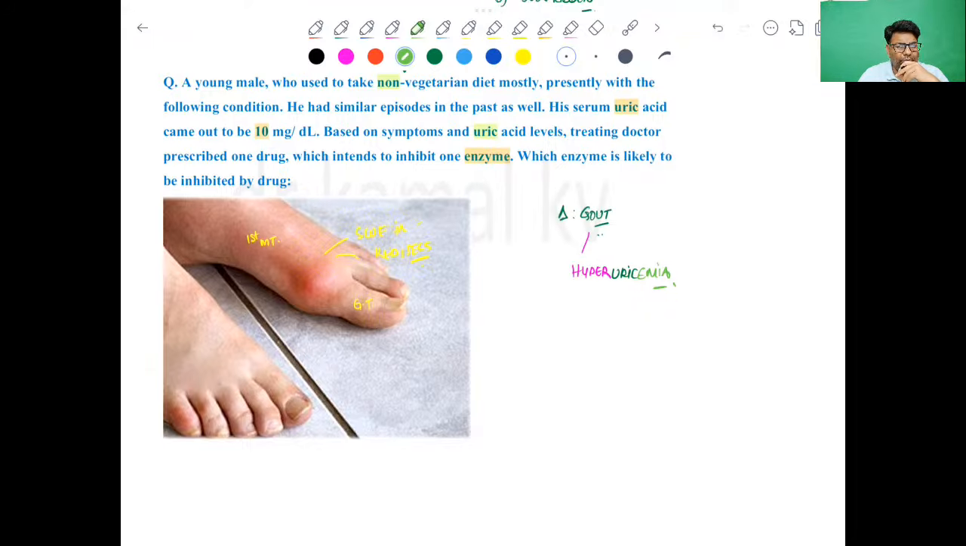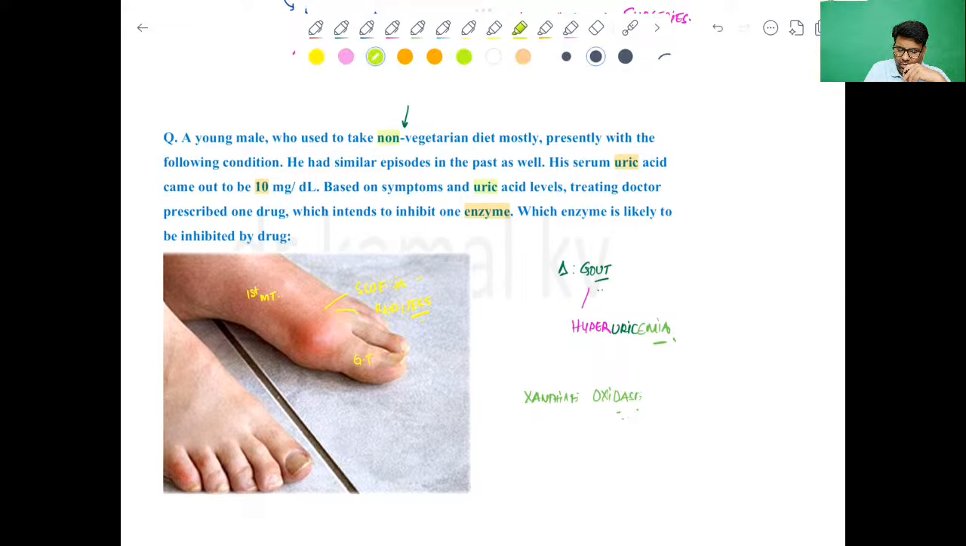So a little bit of biochemistry here. Yes, you are absolutely right. This is gout. That enzyme is xanthine oxidase, right? So yes, Himalayan, you are right. Here we can do one thing. Now here, if you look at a classical word, similar episodes, right? So this means this is a case of chronic gout, right? So in chronic gout we have to give allopurinol, which is an inhibitor of xanthine oxidase.